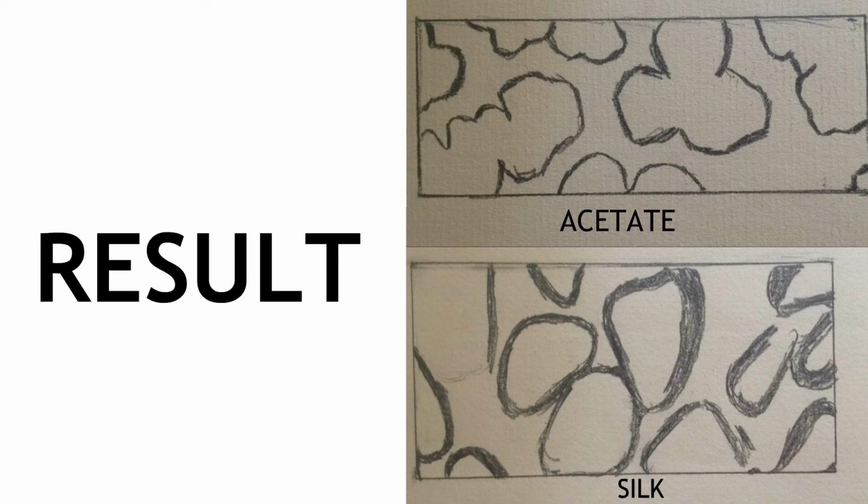Okay. Next test is microscopy. This is the picture of the microscopy test for acetate and silk. Acetate has a bulbous or multilobal appearance, while silk has a fine, round and smooth shape.